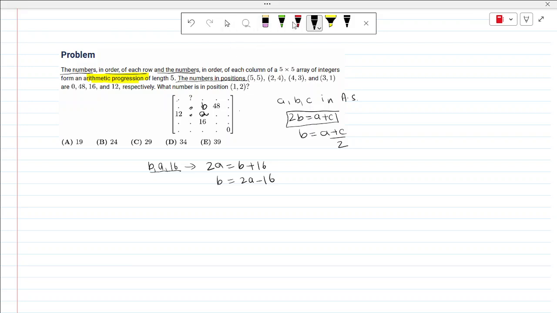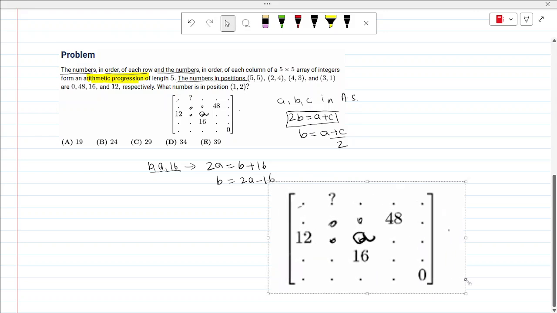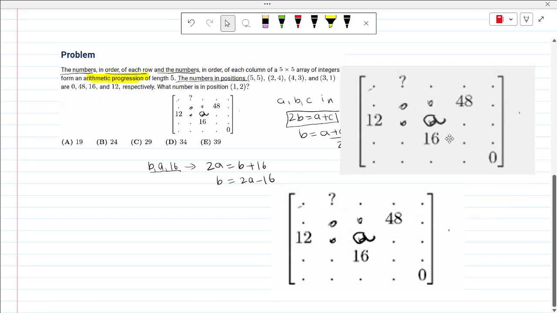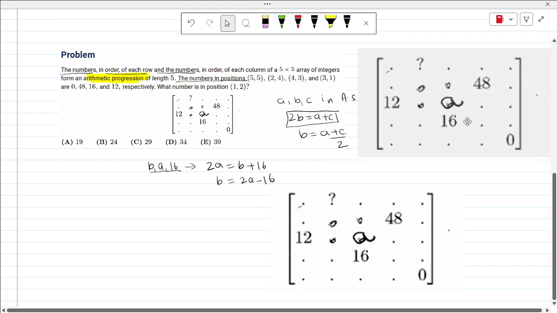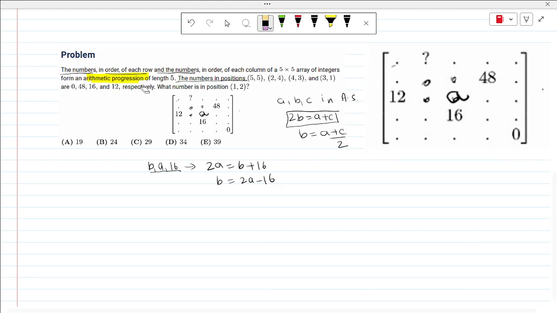I'll zoom in, so we can write here. Give me a minute. So what we'll be getting, we'll be writing here. So this will become, in terms of A, 2A minus 16, 2A minus 16.